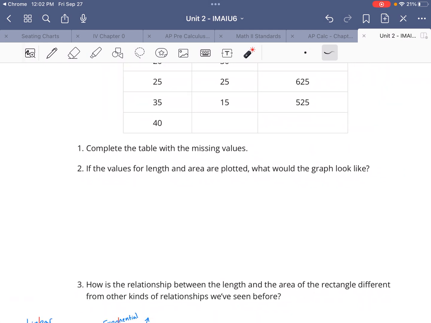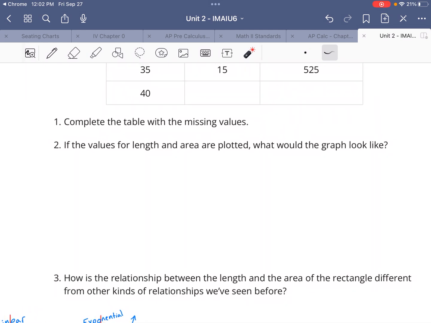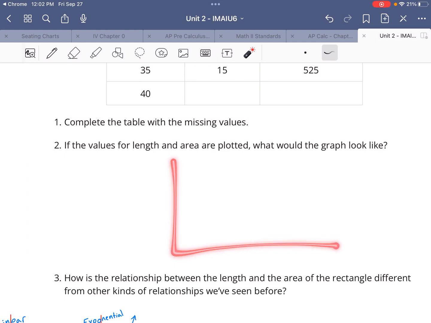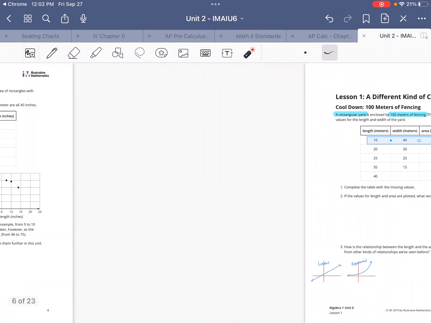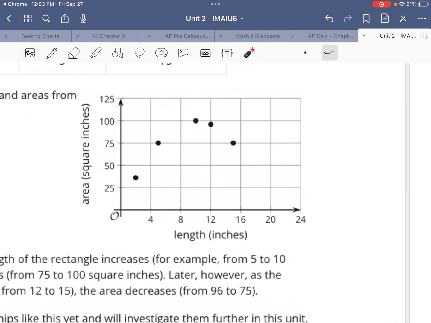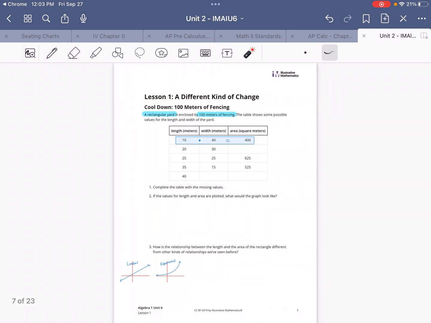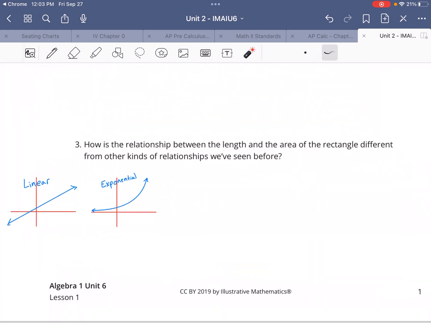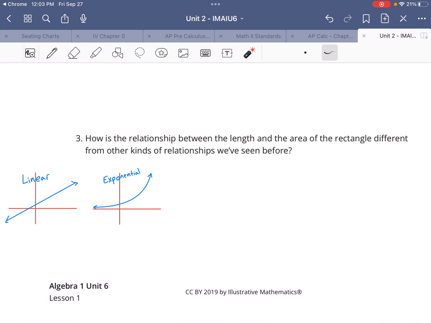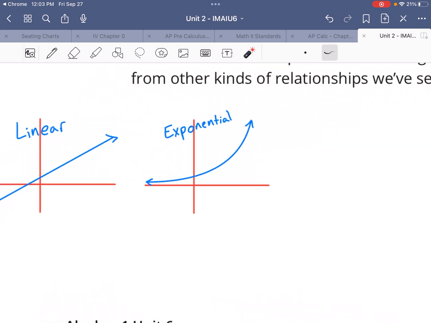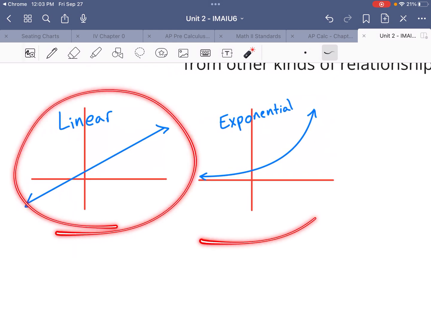If the values for the length and area are plotted, what would the graph look like? Well, if you have to, plot it and see what it looks like. But you've already seen an example. How is the relationship between the length and the area of the rectangle different from other kinds of relationships we've seen before? So, quick reminder: linear, exponential.